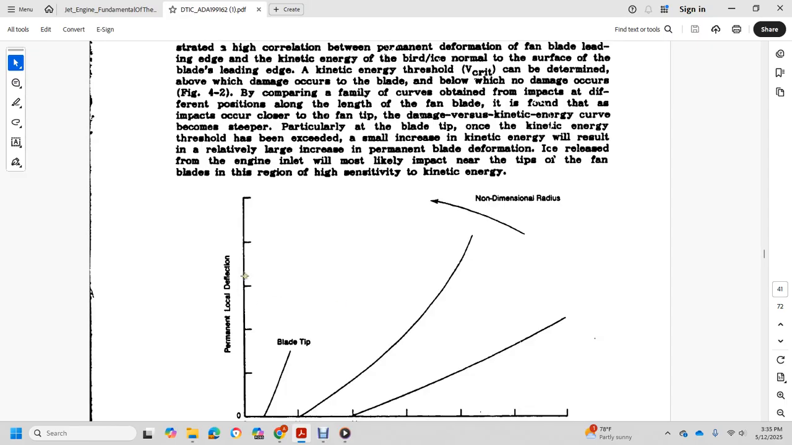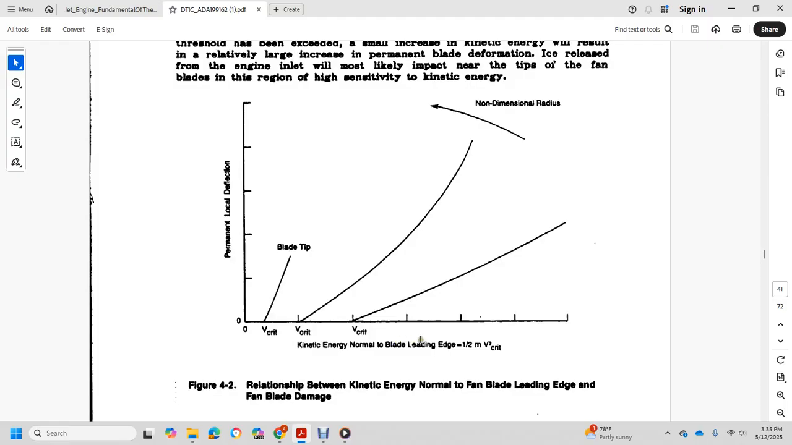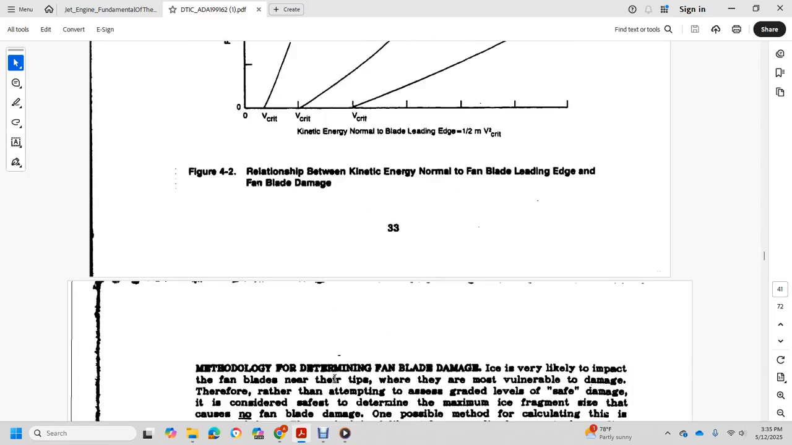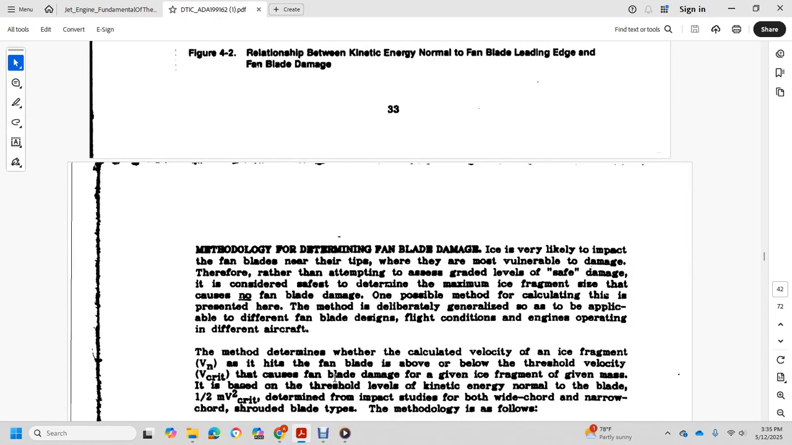The figures show the permanent local deflection of the blade tip against non-dimensional radius, and the relationship between kinetic energy normal to the fan blade leading edge and fan blade damage, forming a methodology for determining the fan blade damage.